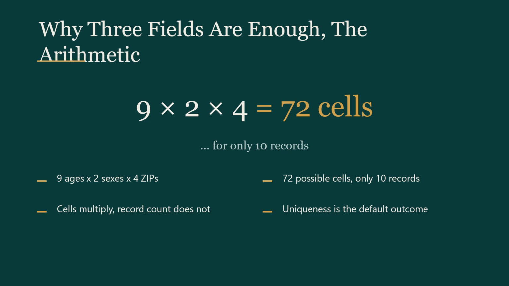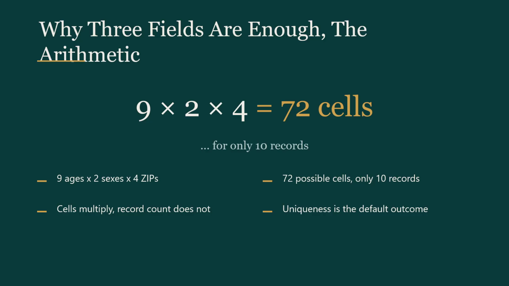Think of cells as boxes and records as balls thrown at them. Most balls land alone. This is the pigeonhole principle run in reverse. Pigeonhole tells you that crowding forces sharing. Here, there is no crowding, so nothing forces sharing, and in a moment you will see that 8 of our 10 records do in fact land alone.